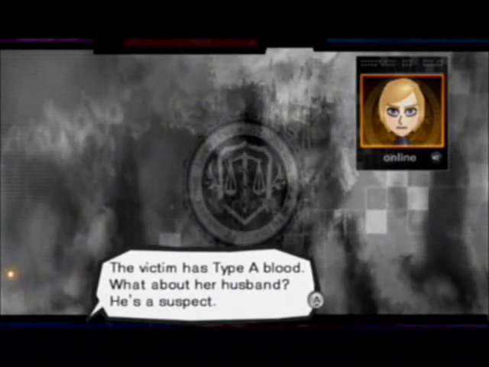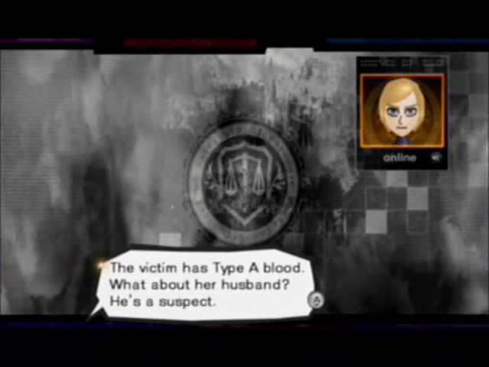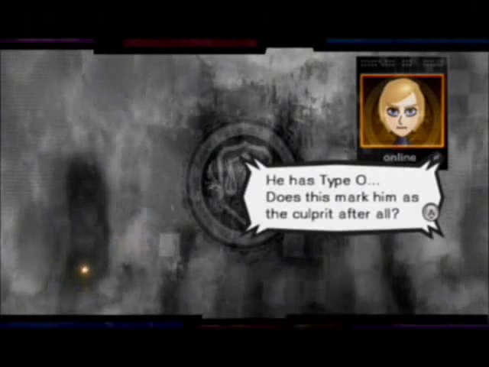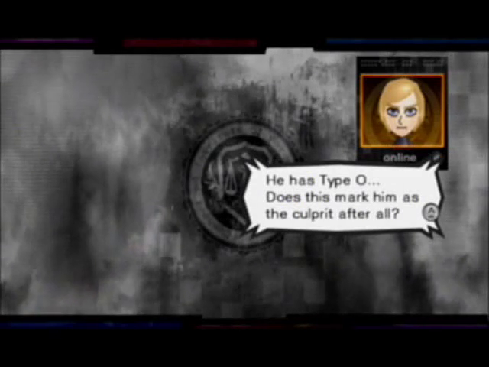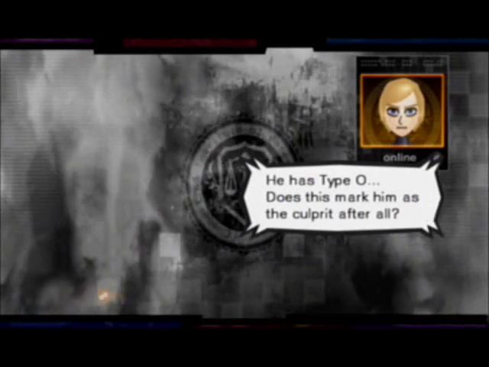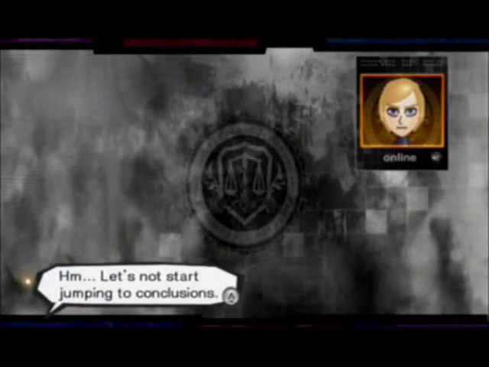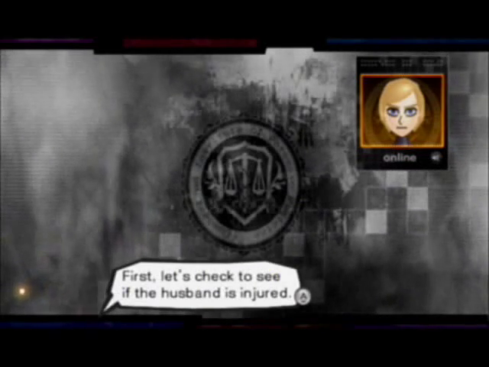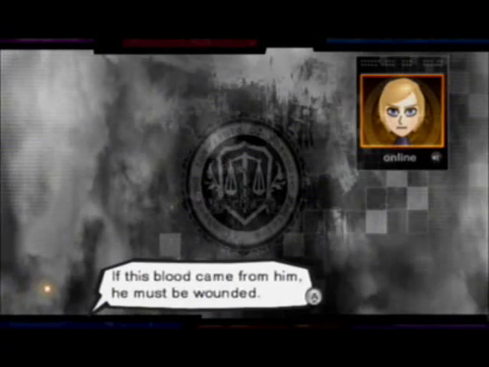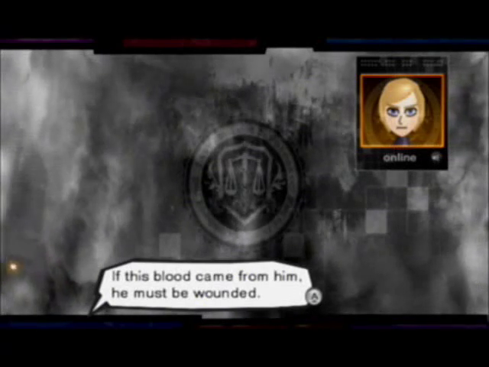The victim has type A blood. What about her husband? He's a suspect. He has type O. Does this mark him as the culprit after all? No. Let's not start jumping to conclusions. First, let's check to see if the husband is injured. If this blood came from him, he must be wounded.